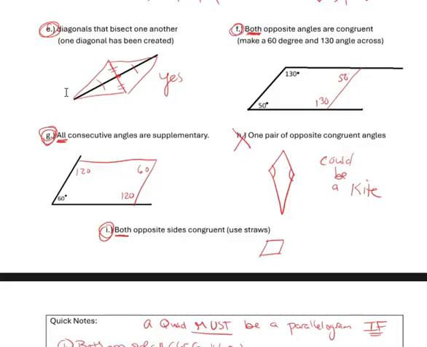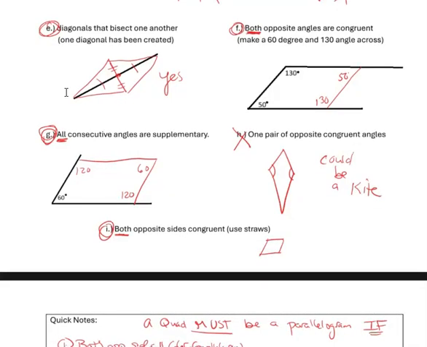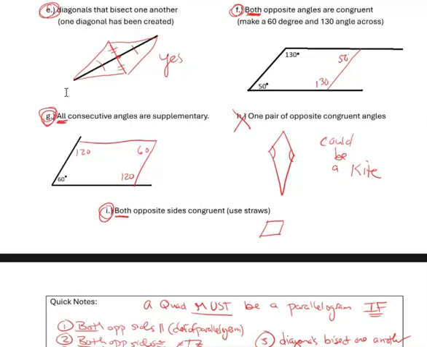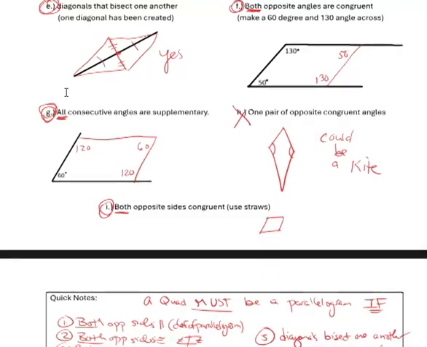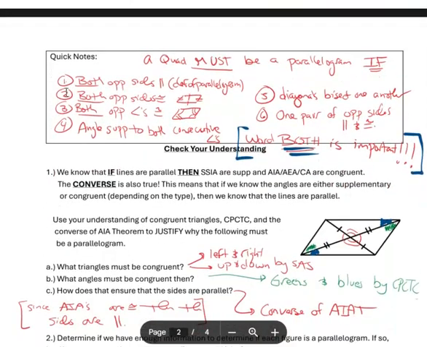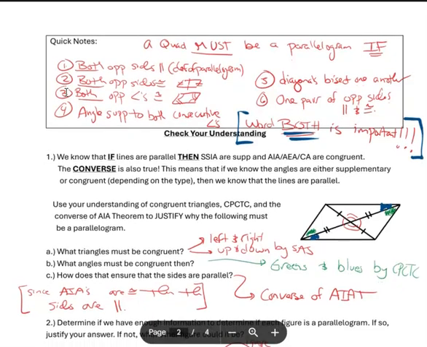One pair of opposite congruent angles, that does not work because that could be a kite. And then last one, both opposite sides are congruent. I said use straws, and if you grab two straws that are the same length and another two straws that are the same length and go opposite one another and try to make them congruent, you end up always getting a parallelogram.